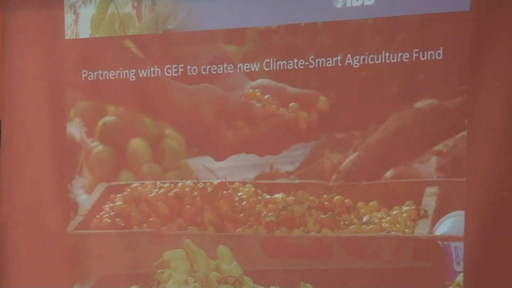So we have a new fund that we're very excited about, which is a smaller fund, a $5 million Climate Smart Agriculture Fund from the Global Environmental Facility. It's $5 million for now. It's in a pilot phase and it might be scaled up.